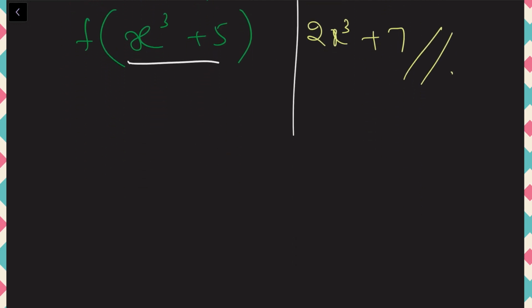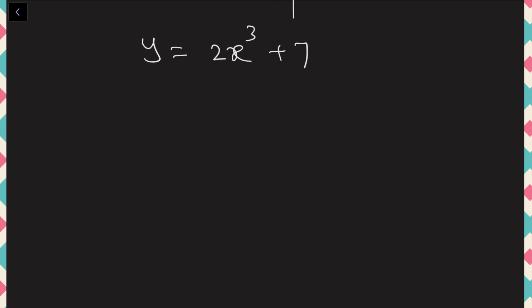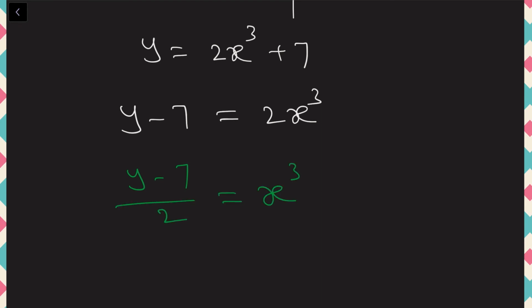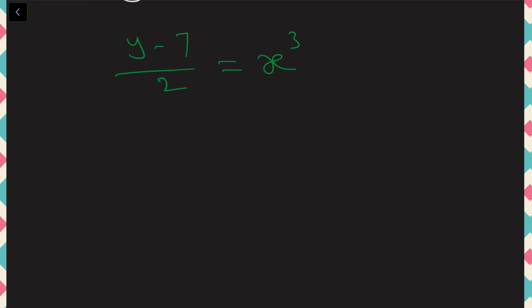The function, take it as y. y is equal to 2x cube plus 7. Take 7 to the left side. y minus 7 is equal to 2x cube. Take 2 also to the left side. y minus 7 divided by 2 is equal to x cube. We want only the x value, not x cube. So apply cube root. Cube root of y minus 7 divided by 2 is equal to x.